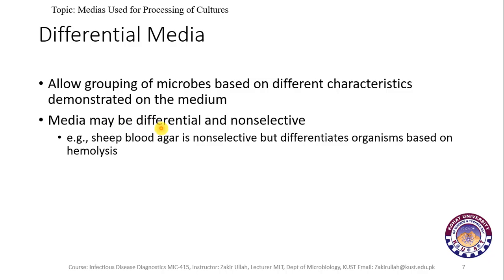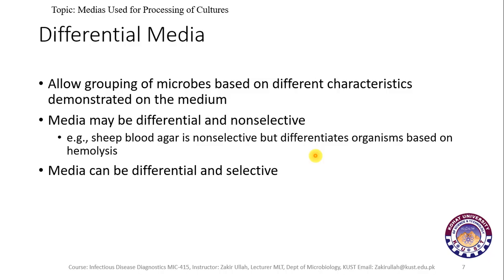Certain media are differential as well as non-selective. For example, sheep blood agar functions as a differential as well as a non-selective medium, because it differentiates different organisms on the basis of hemolysis. Certain bacteria produce beta hemolysis, which is the complete hemolysis of the red blood cells, certain bacteria show partial hemolysis or alpha hemolysis, and certain bacteria show no hemolysis, the gamma hemolysis.